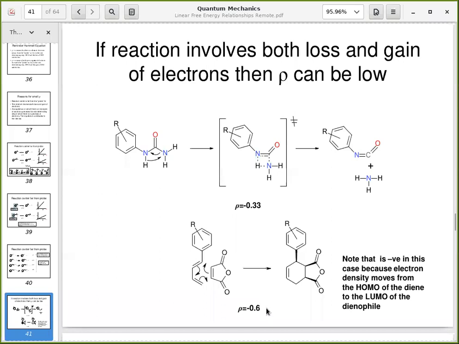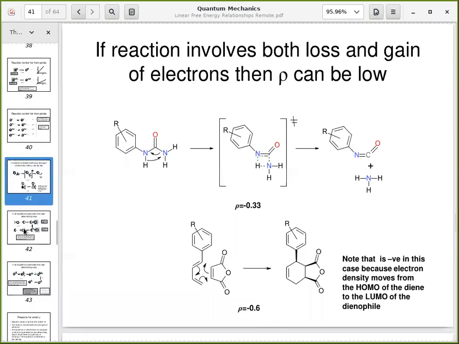So it's interesting in this case that the reaction constant is low because there is both loss and gain of electrons. But in this particular case, it has a slight negative value because electron density is moving from the HOMO of this diene containing the aromatic to the LUMO of the dienophile. So if a reaction involves both a loss and gain of electrons, then your reaction constant can be low.